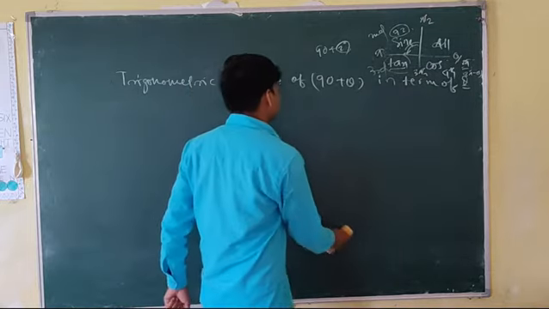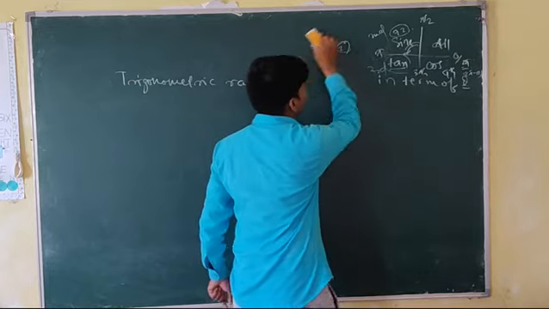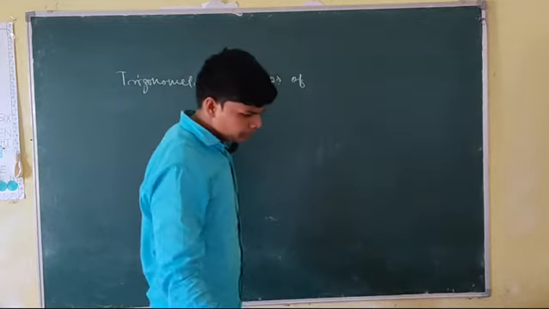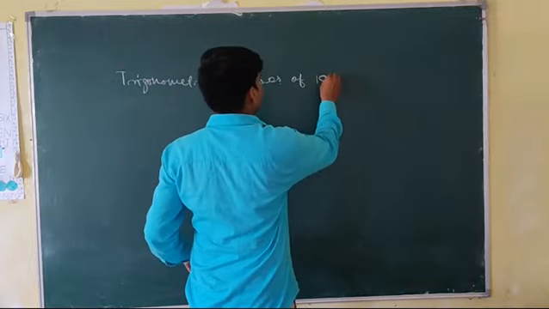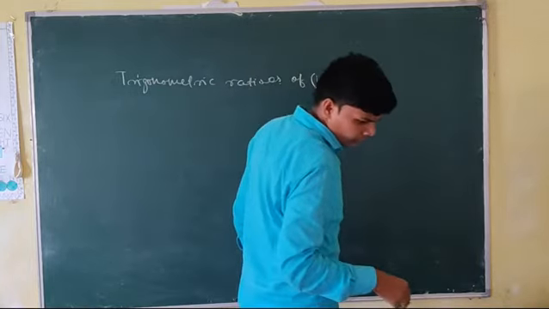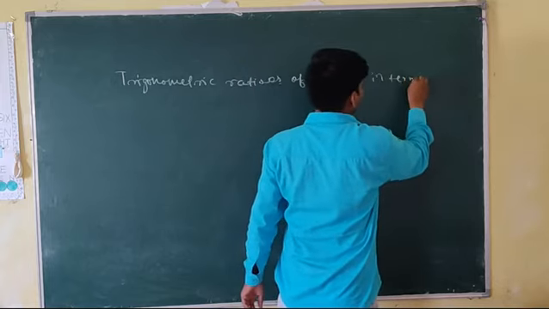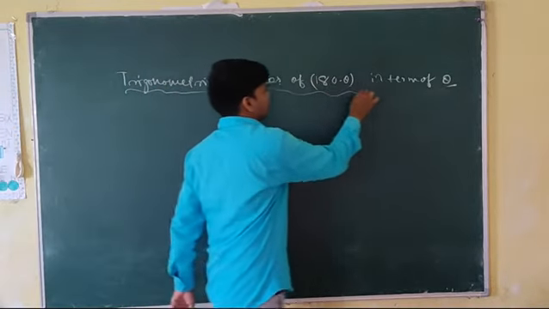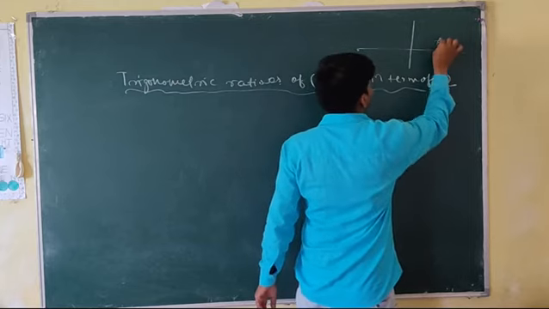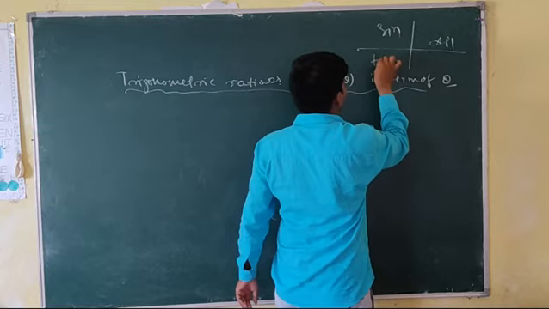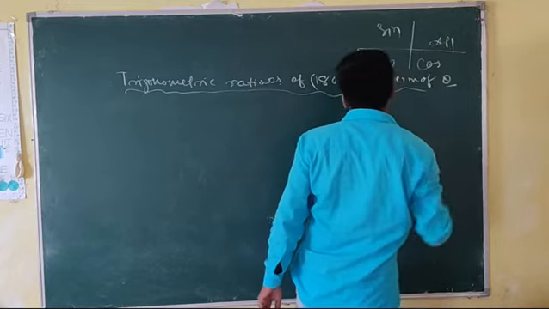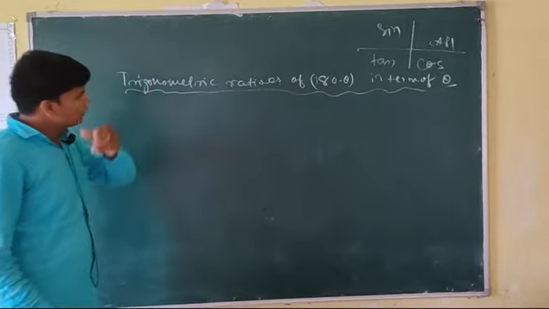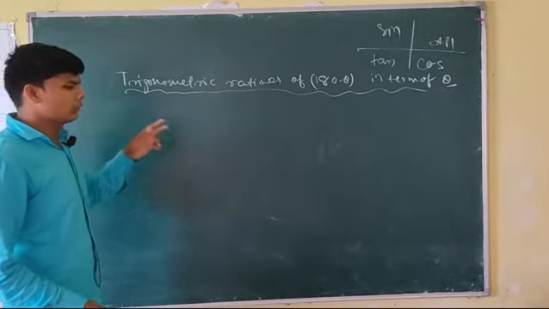Now we are going to learn about the trigonometric ratios of 180 minus theta in terms of theta. Here in the Cartesian quadrants, all, sine, tan, cos. Here sine of 180 minus theta is sine theta.